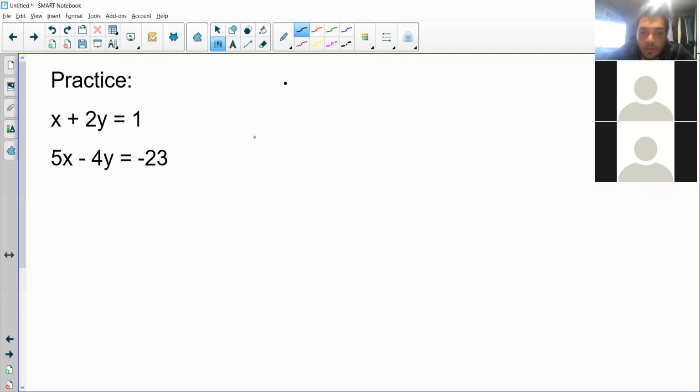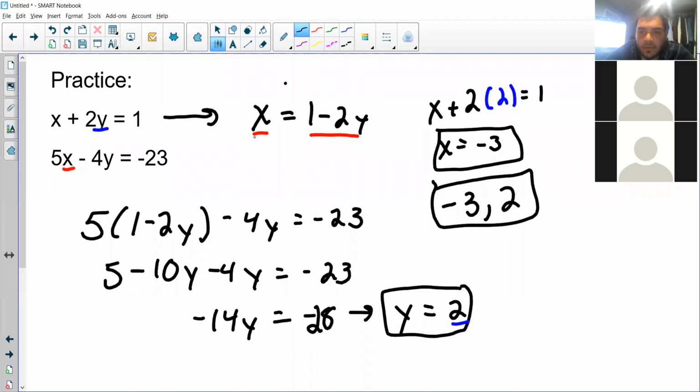Okay. So for this one, what's really important is that you want to isolate the one with the least resistance. For me, the least resistance is the x. There's no number next to it. If I wanted to separate the 2y, I would have to divide everything by 2 so y is by itself, and that makes fractions, and that makes it a lot harder. So try to isolate the one by itself. But you do your basic algebra: negative 3, 2.